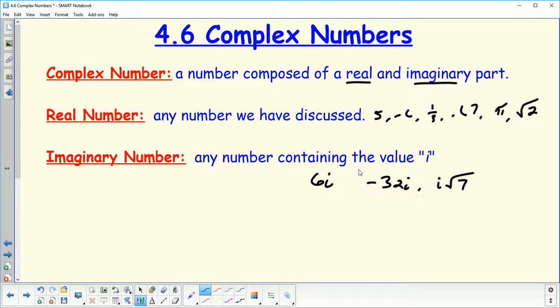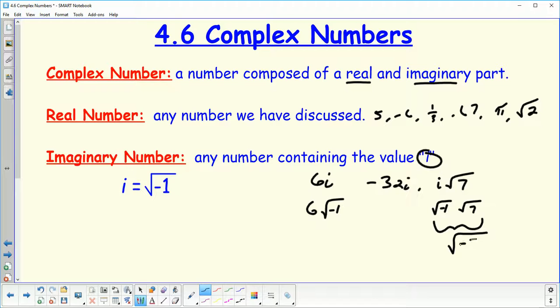Now, the obvious difference here is that we have that value of i. Well, the value of i means the square root of -1. And so even though we're always going to write it as 6i, that actually means 6 times the square root of -1. Okay, right here, this actually means the square root of -1 times the square root of 7, which you would rewrite as the square root of -7. Now we're going to keep things in a more simplified form, i times the square root of 7. But that's what that negative sign right there means. Anytime we have a negative under a square root, we can pull it out and rewrite it as i.